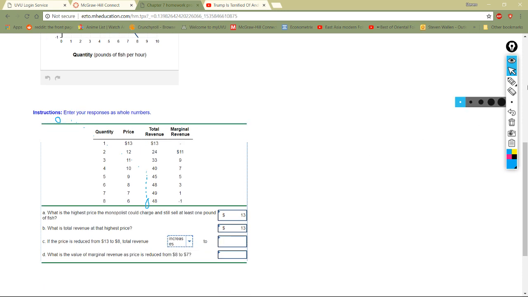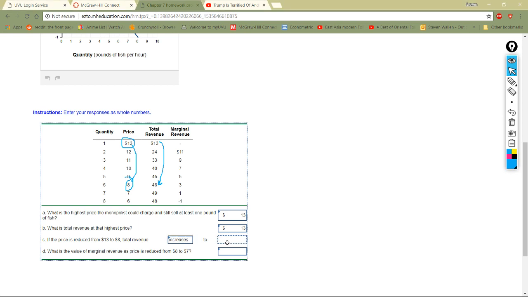Okay, so if we go from 13 in price and we reduce it all the way down to 8, what do we see happening with total revenue? Revenue's going up. Remember, this isn't profit, this is total revenue, but by default, yeah, we are making more total revenue. The idea, though, is to get total profit. That's what a monopolist is always going to work towards. So based on this alone, it now is at 48.